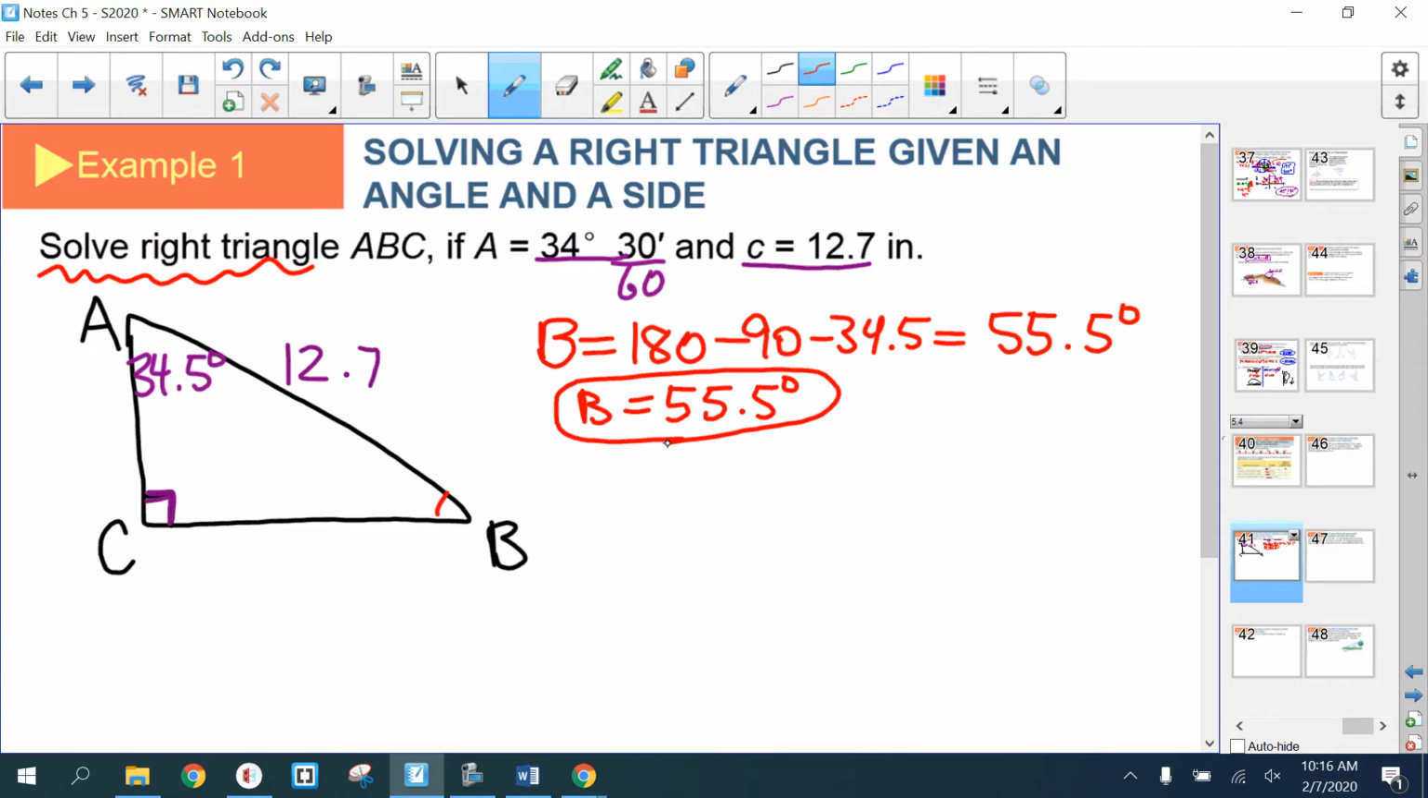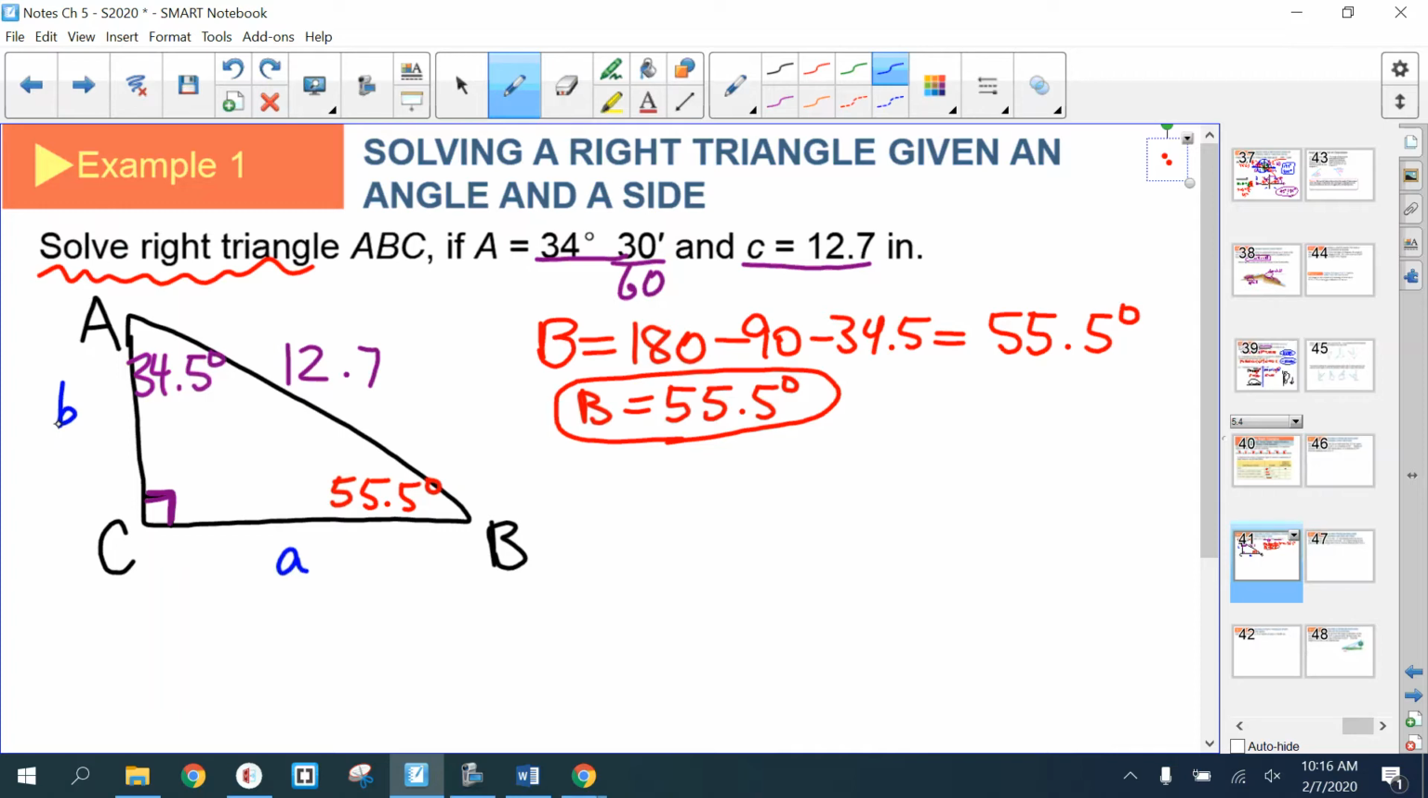I'm trying to find all of the missing parts. That's one of them. I think it would even probably help to label it in your picture after you find it. Okay? All right, so I've got all the angles. I need some of the sides. So if you think about it, we are looking for side A, lowercase a, and side B. You have to do one at a time, and this is going to be a SOHCAHTOA problem.